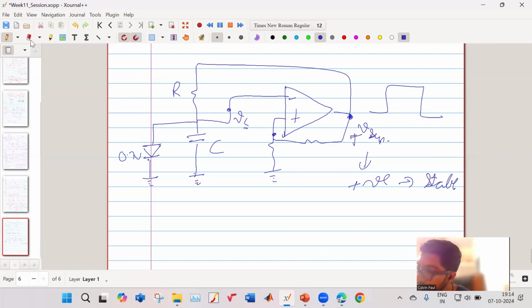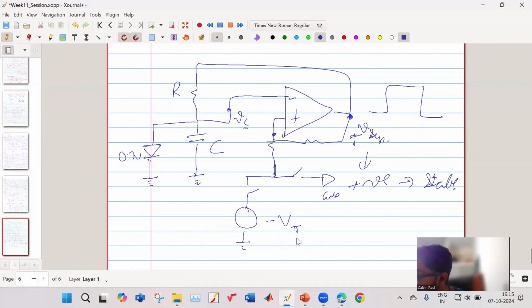Now what they do is, at this point, they use a switch and connect it to some minus VT. Sorry, it is not connected there. It is connected over here. So this is either connected to your ground, or it is connected to minus VT. Two options. When it is connected to ground, the output is plus V supply. And when it gets connected to minus VT, for a small moment, your output will become minus V supply.